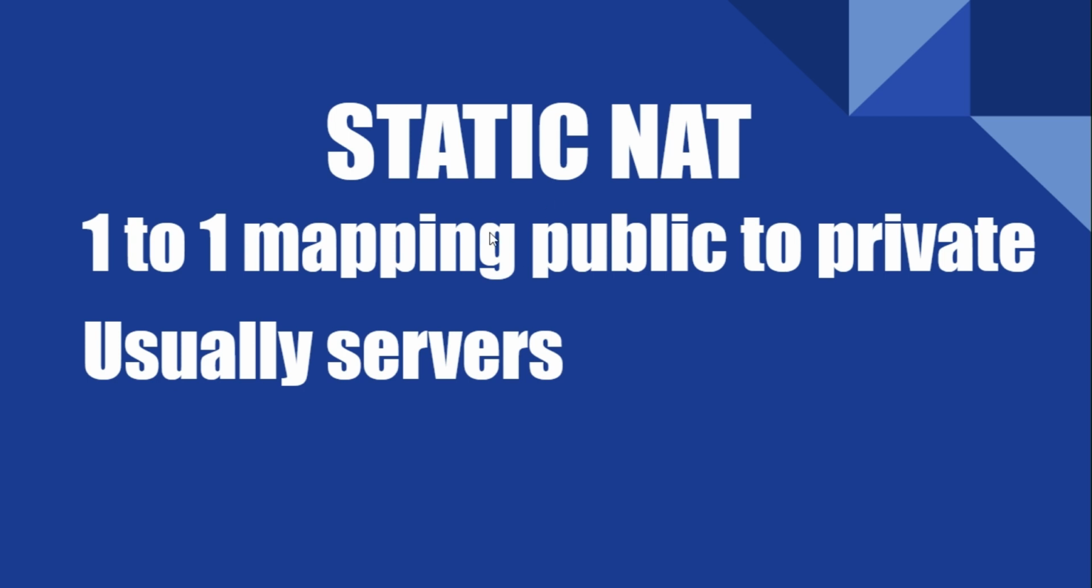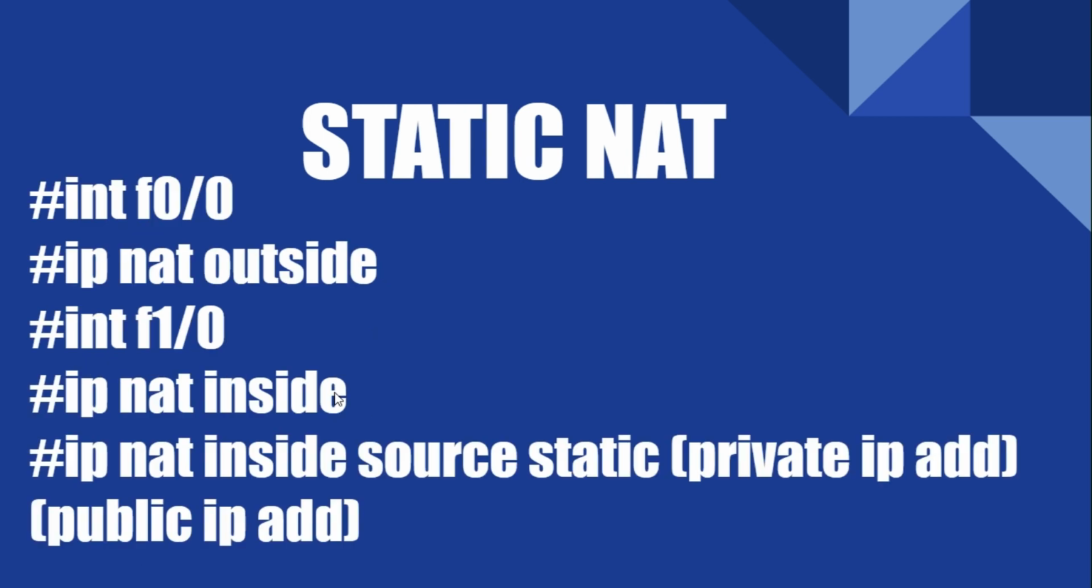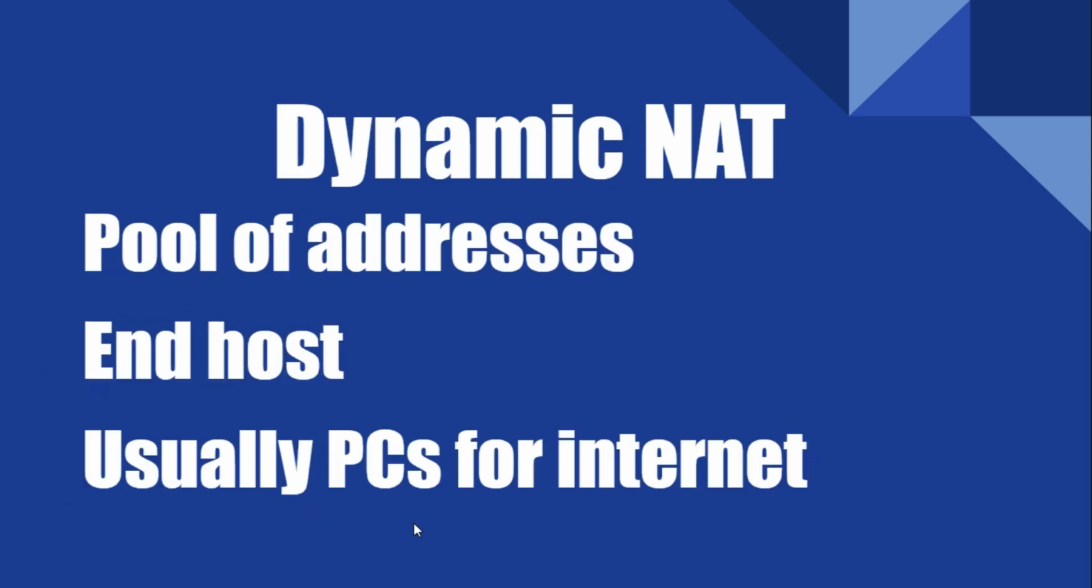So static NAT, just think one-to-one mapping. For every one public IP address, you're going to have one private IP address. This is typically for servers. Okay, and as you can see here, these are the commands for the command line in order for you to configure what would be your router. Okay, so let's go to the next one, dynamic NAT.